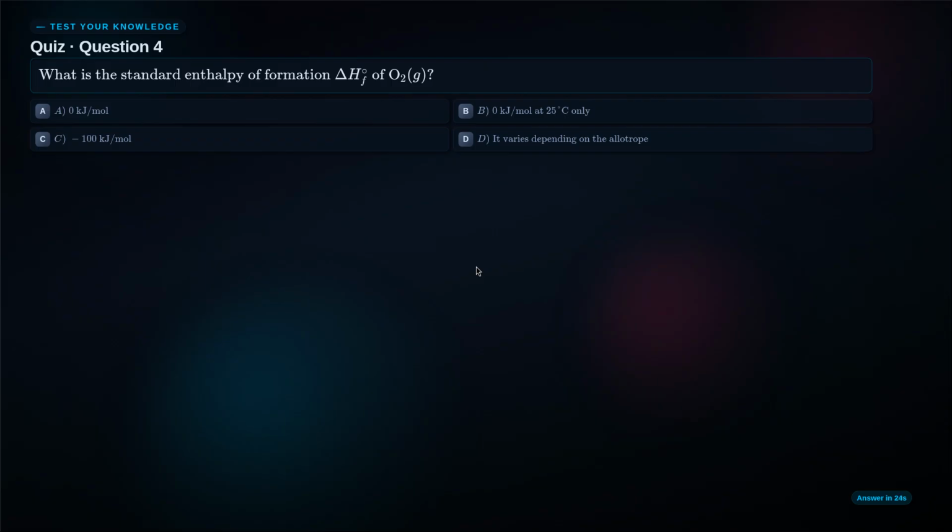The correct answer is A. By definition, the standard enthalpy of formation of any element in its standard state is 0. O2 gas is the standard state of oxygen at 1 bar and 298 Kelvin, so ΔHf° of O2 gas equals 0 kilojoules per mole.